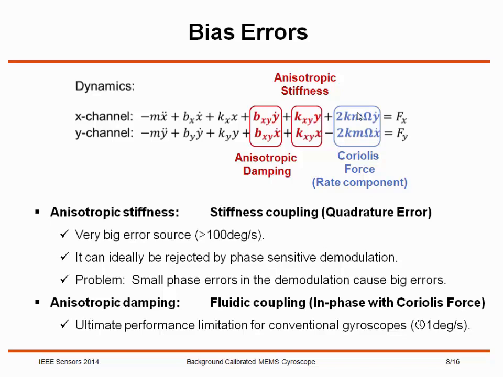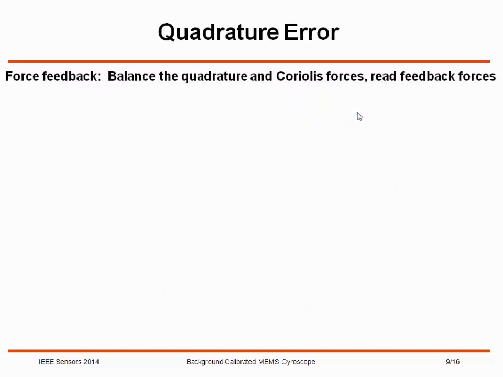You can maybe suppress the quadrature error by using phase-sensitive demodulation. But the problem is that even if you have a very small amount of phase error, you will have a big amount of offset at your output. So quadrature is a big problem for gyroscopes. What about anisotropic damping? Anisotropic damping is smaller compared with quadrature error, but the thing is that it is in phase with your rate component. So it's a very fundamental error source for conventional MEMS gyroscopes. In order to improve the performance, we really need to suppress these error sources.